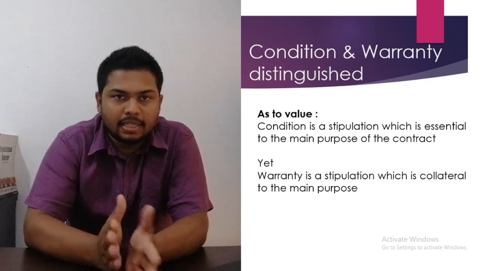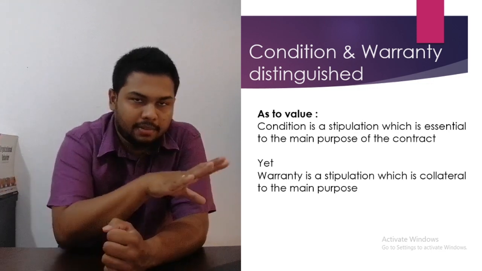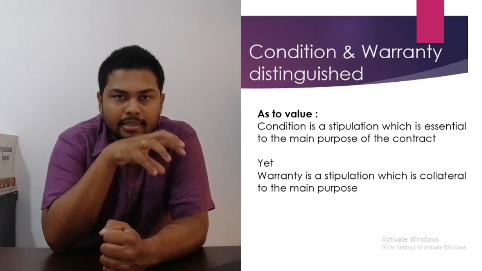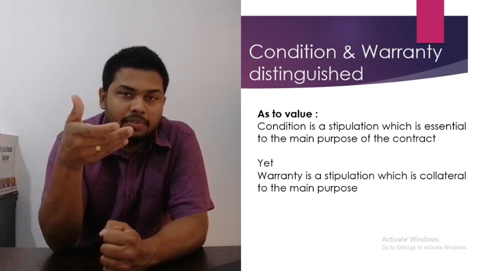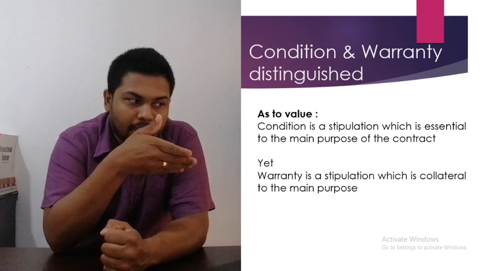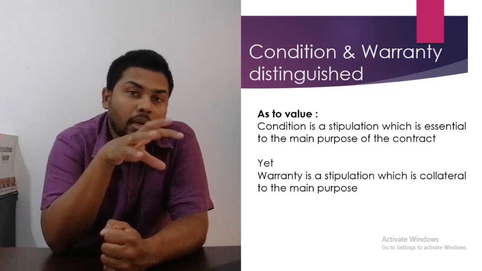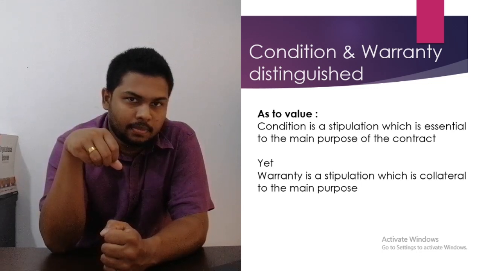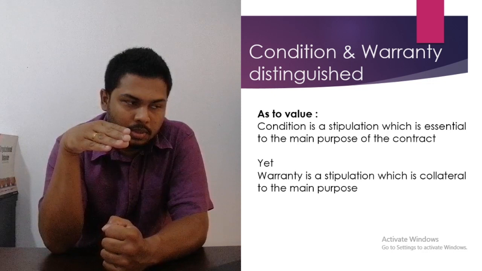So why are we differentiating these two? When it comes to the value to the contract, a condition is a stipulation to the main activity of the contract, right? But when it comes to warranty, it's a stipulation which is collateral to the main purpose. See the difference between these two.